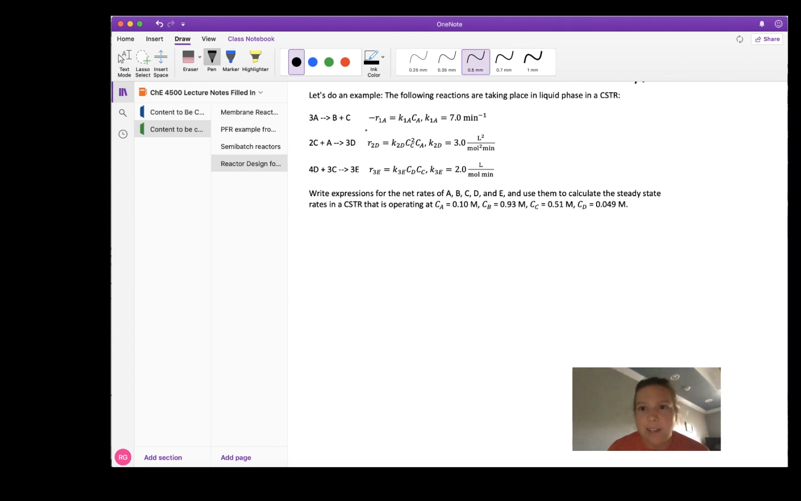Okay, so let's do an example to practice with this and also to practice with stoichiometry. The following reactions are taking place in liquid phase in a CSTR. What we want to do is write expressions for the net rates of A, B, C, D, and E and use them to calculate the steady state rates in a CSTR that is operating at these concentrations. So I'm going to do this writing all net rates of generation, just because that's a little bit easier for me to keep track of.